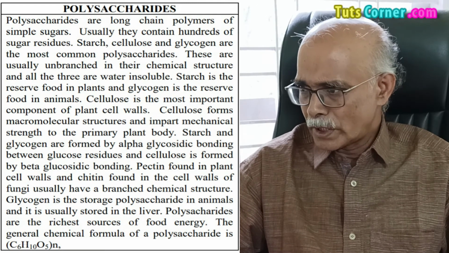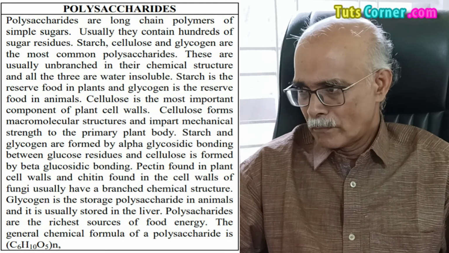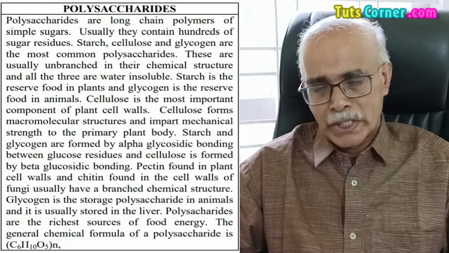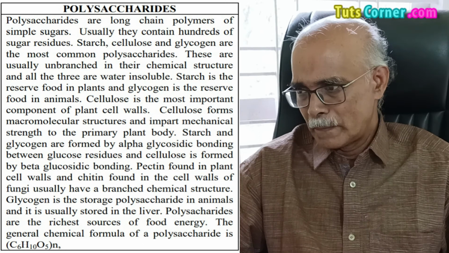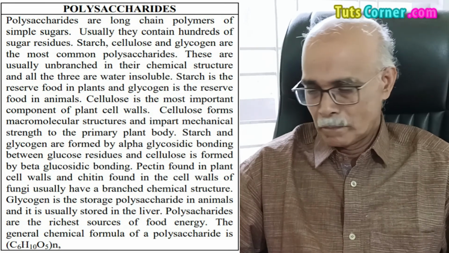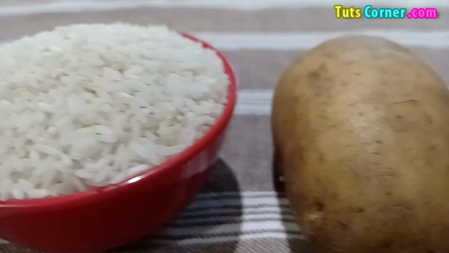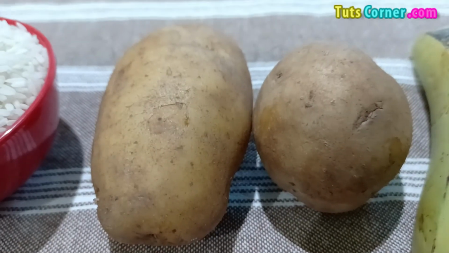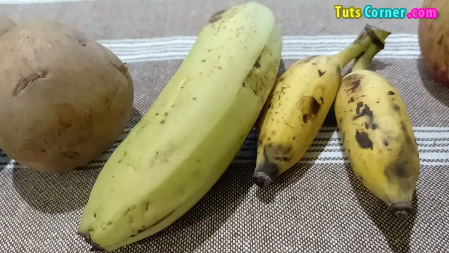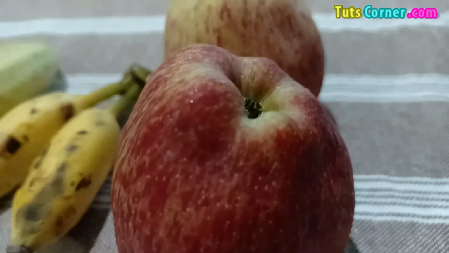These are also complex polysaccharides, but they have a branched structural formula. Glycogen is the storage polysaccharide found in animals, and it is usually stored in the liver. Polysaccharides are the richest sources of food energy. The general chemical formula of a polysaccharide is (C6H10O5)n. Cereals like rice, wheat, maize and sorghum, tubers like potato, cassava and sweet potato, and fruits like banana and apple are the most important sources of carbohydrates to mankind.